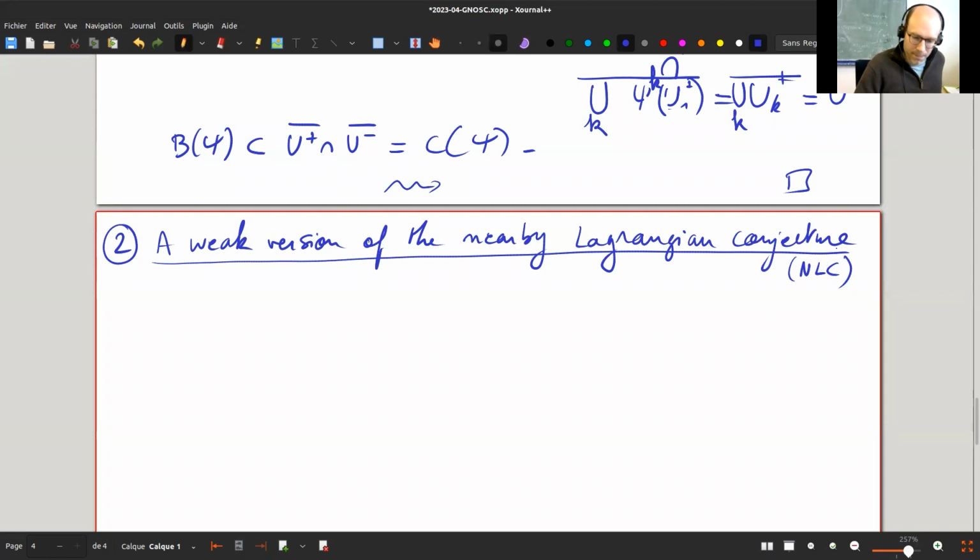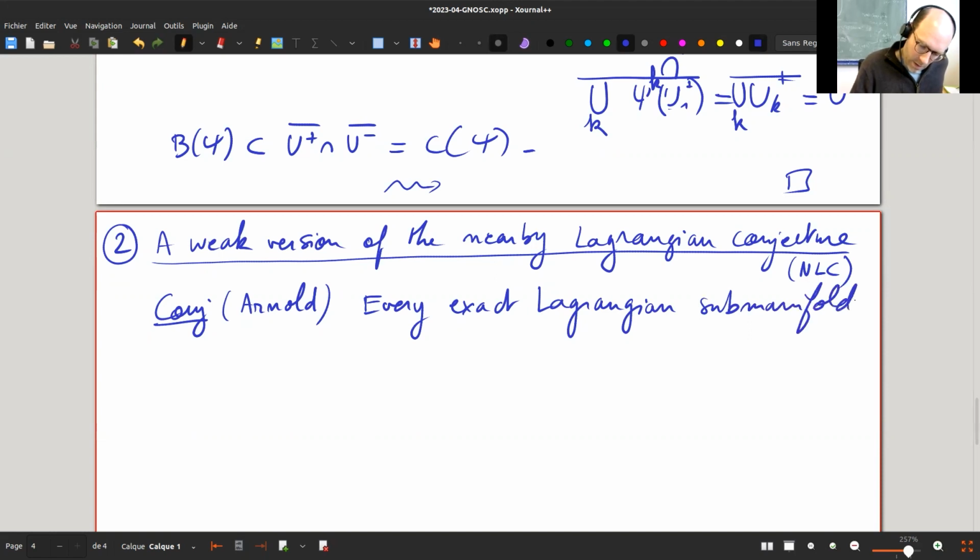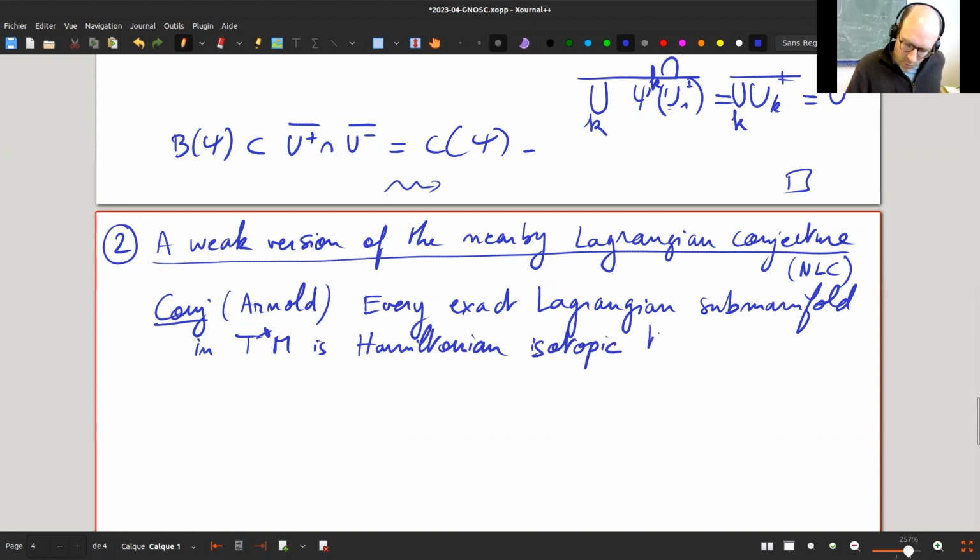So what is this conjecture? It's a conjecture which I think goes back to Arnold, which says that every exact Lagrangian submanifold in T star M is Hamiltonian isotopic to the zero section.